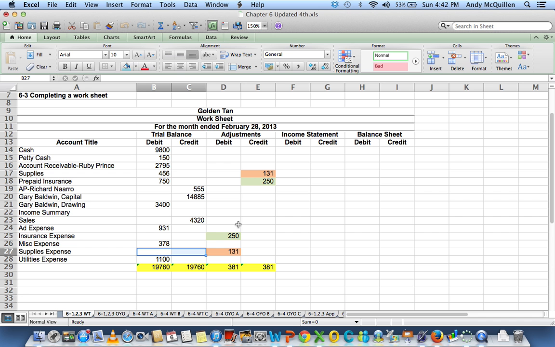We also have the value of prepaid insurance at the end of the month. Well, we started with $750. We're now down to $500. Therefore, this number needs to be $250. So it's a $250 credit, $250 credit, and we total those up as well. And that is 6-1 and 6-2.